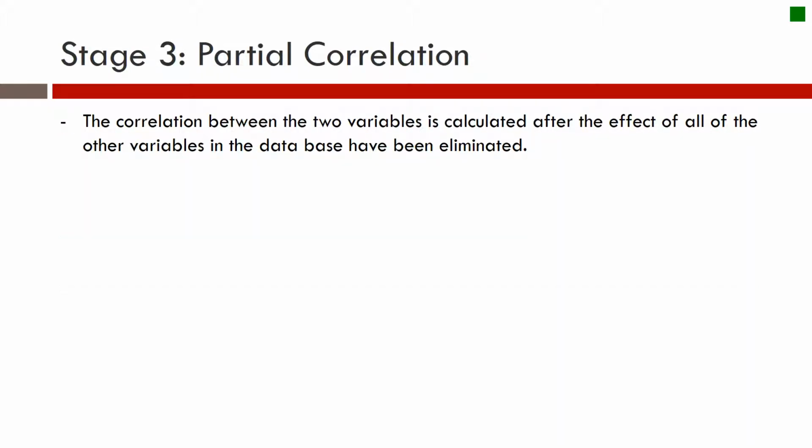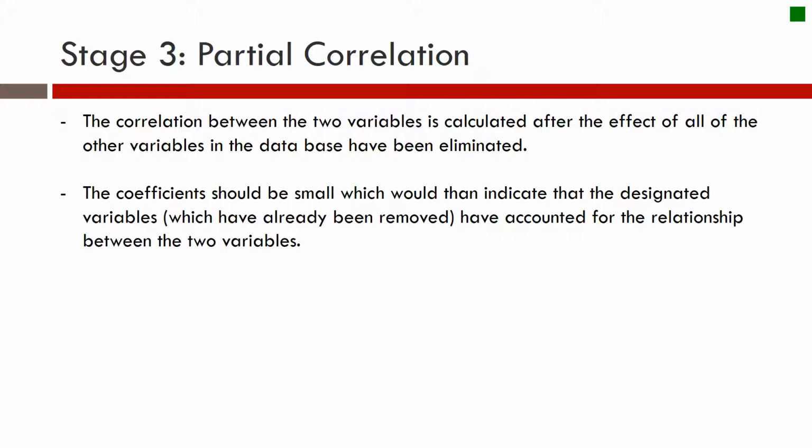Okay, so when we look at partial correlation, like I mentioned just before, we are looking at the correlation between two variables after the effect of all the other variables in the database has been eliminated. So we have a system of variables, and we have correlation among all of them, maybe. And when we take out all the other variables' interrelated correlations, we have just the correlation between two.